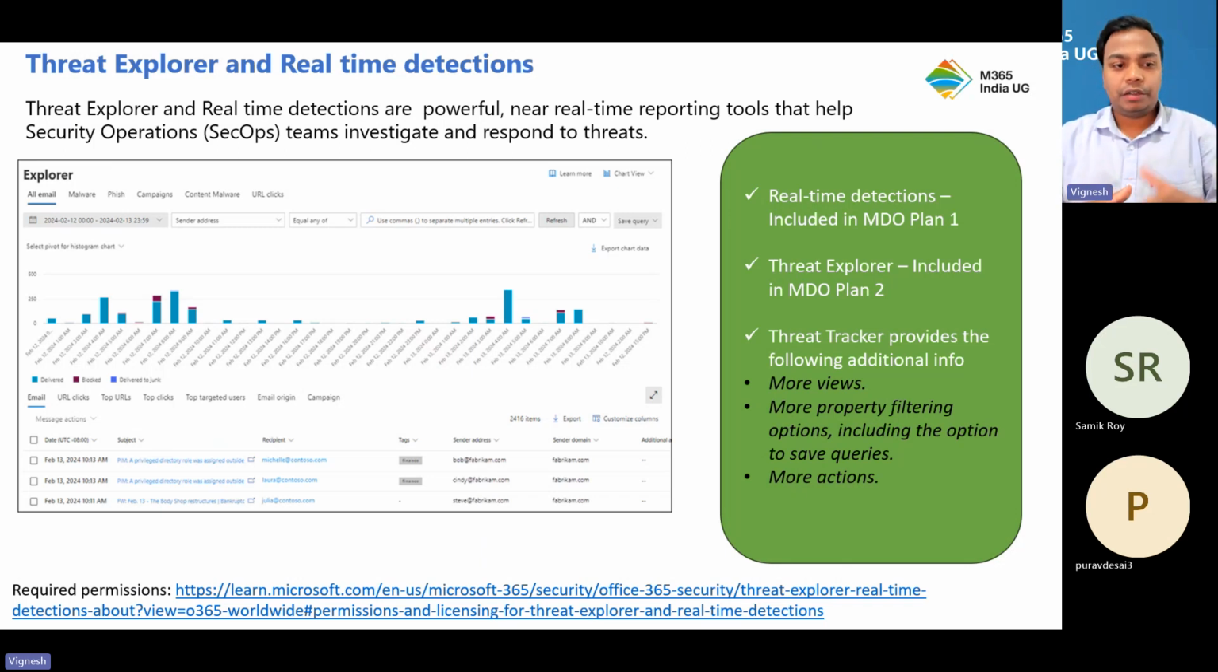If you look closely, I've also mentioned things such as more views, more property filtering, including the option to save queries, and more actions. These are not available in your real-time detections, but your Threat Explorer offers them because it's a Plan 2 capability. And with that, I think it's time to go ahead and see these tools in action.